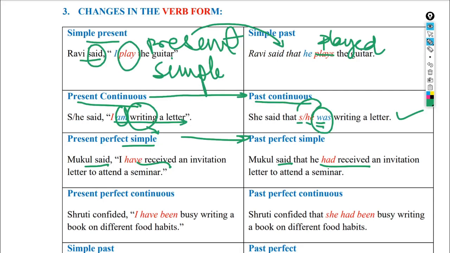Then the present perfect continuous will be transformed into past perfect continuous. Shruti confided, I have been busy writing a book on different food habits. This is present perfect continuous, transformed into past perfect continuous. Shruti confided that she had been busy writing a book on different food habits.